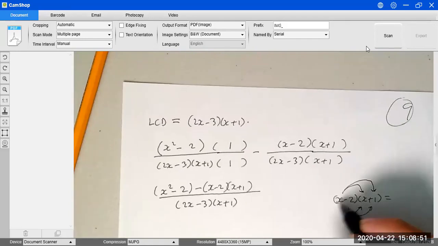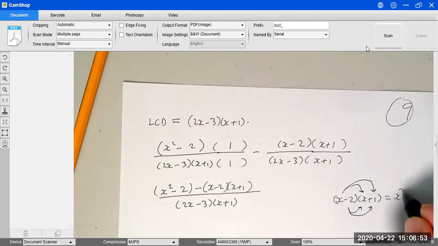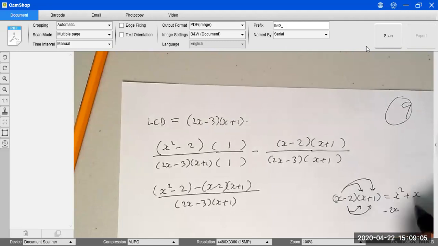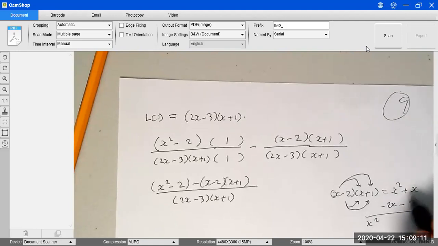So x times x is going to be x squared. x times 1 is going to be just 1x. Then negative 2 multiplying x is going to be negative 2x. Negative 2 multiplying 1 is going to be negative 2. Then the final answer is going to be x squared, x minus 2x is going to be minus x, and negative 2.